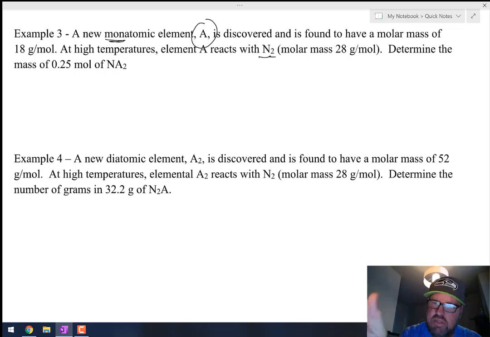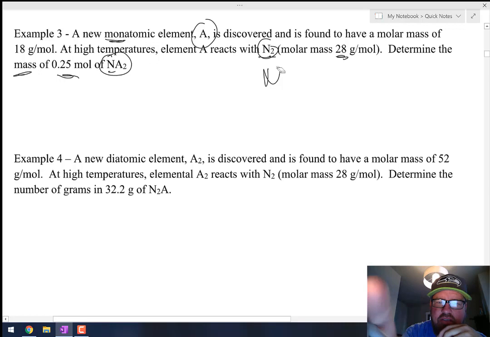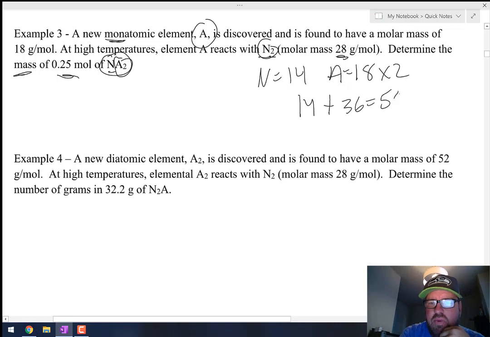So this seems as simple as, okay, well, they're giving us the moles, and they want the mass in grams. So thinking about that chart from earlier, we're at moles, and we just have to go back to grams. Really the key is, what's the molar mass of NA2? Well, N2 is 28, and we know that N, nitrogen by itself, is 14. And A is 18, but there's two of them. It's NA2, so we're going to have to multiply that by 2. So 14 plus 18 times 2 is 36, equals 50. So this has a molar mass of 50.